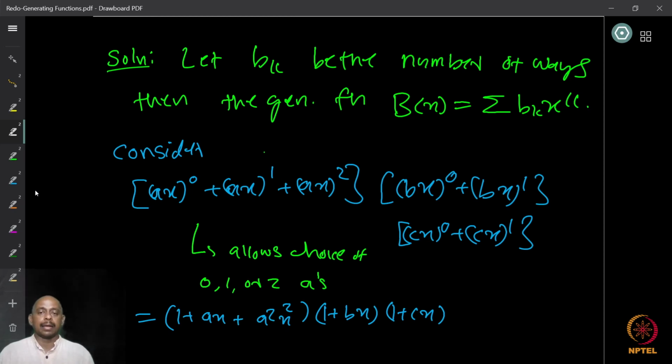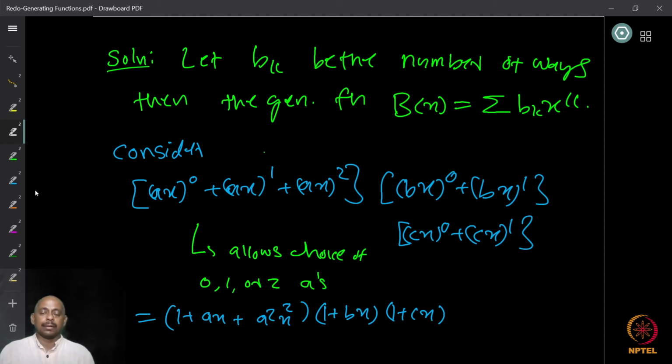Similarly, I can just take two A type objects. Similarly, I can pick one B type object and one C type object and choose nothing from the first part, (ax) raised to 0. So this tells you the choices of A are either 0, 1 or 2, because (ax) power 0, power 1, power 2. Similarly, (bx) power 0, power 1 and power 2. So this will tell you how many A's are chosen, how many B's are chosen, how many C's are chosen.